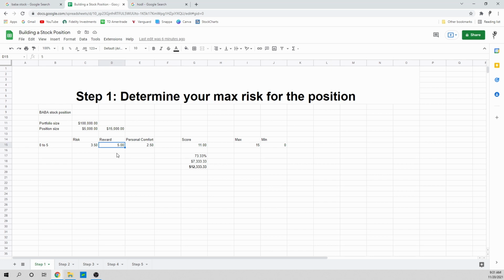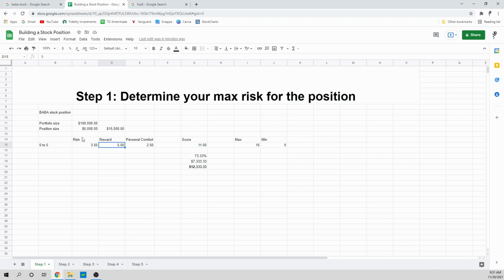So the more reward, the more dollar profit that you're going to take from a position, the higher this number is. And then personal comfort, that is super subjective. That's wherever you're looking at. The lower this number is, the more conservative you want to be. The higher this number is, the more aggressive you want to be.